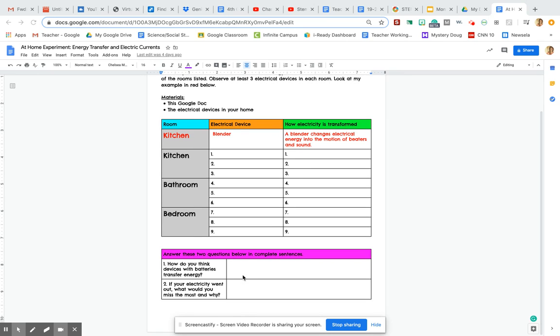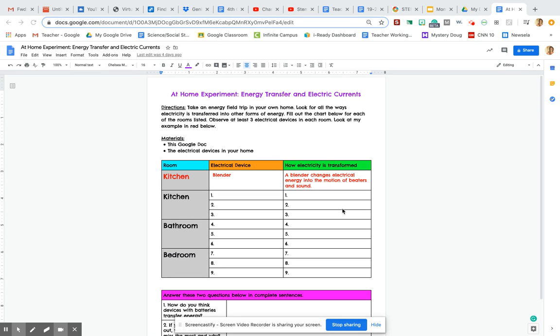And then you're going to answer these 2 questions for me below in complete sentences. My 2 questions for you are, how do you think devices with batteries transfer energy? So how do devices with batteries actually work by transferring energy? And the second question I have for you is, if your electricity went out, what would you miss the most and why? That's just kind of an opinion question, just a fun little question for you to think about.